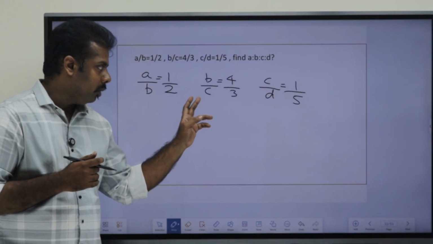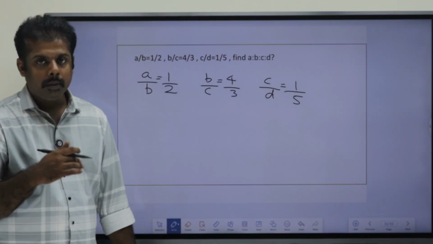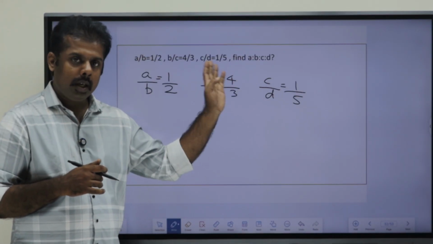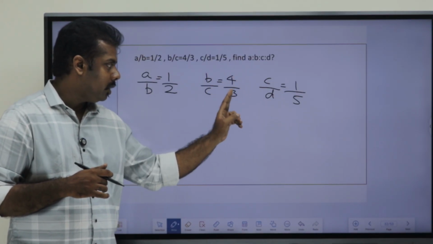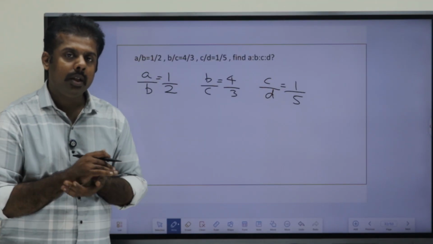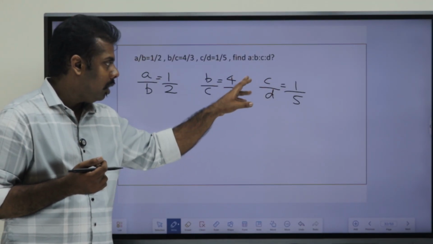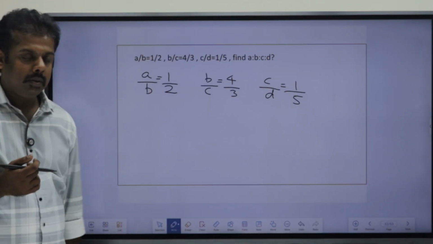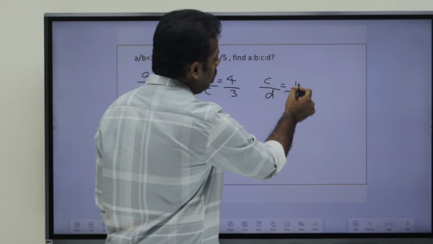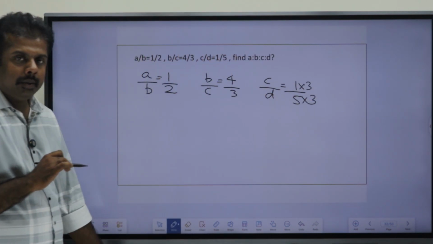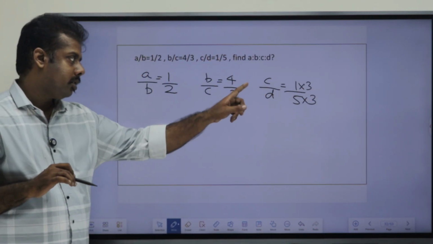So first, you have to make the value of C the same in both cases. So here already, what is the process? Take the LCM. Here the value of C is 3, here it is 1. Obviously the LCM of 1 and 3 is 3. So you have to make this 1 as 3. So you have to multiply 3 in the numerator and denominator. Okay, now we have made the value of C the same in both cases.